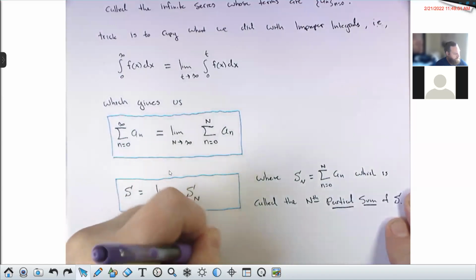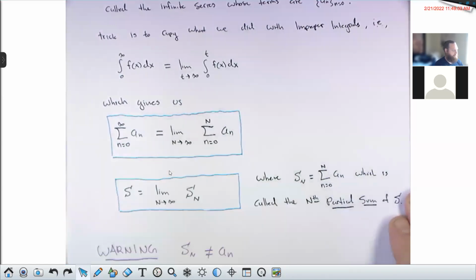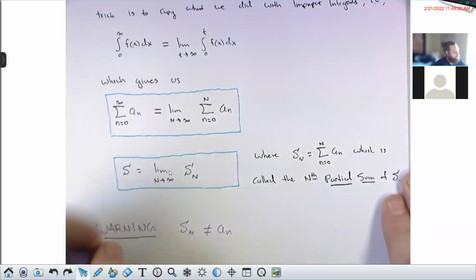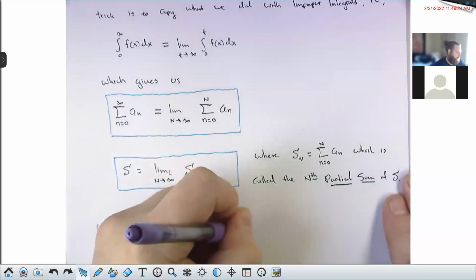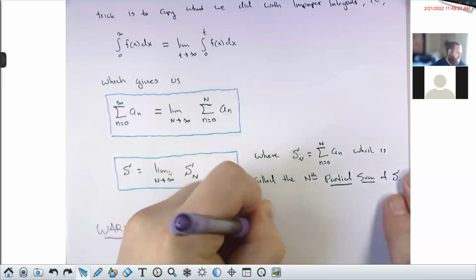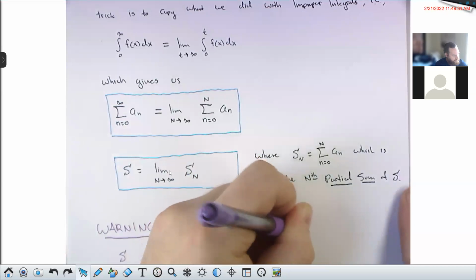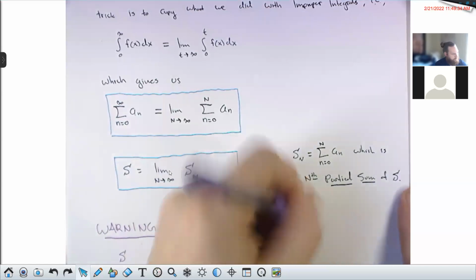Sn is not the same as an. And no matter what symbol you use down here, big N, little n, T, Q, R, potato, S potato is not the same as A potato. The S's and the A's are very different, right? Sn is the sum out to the nth term.